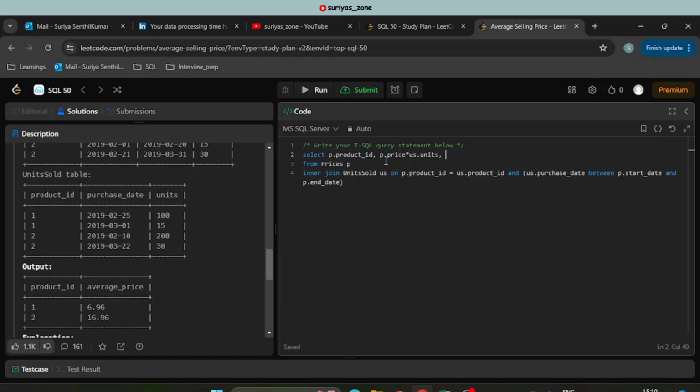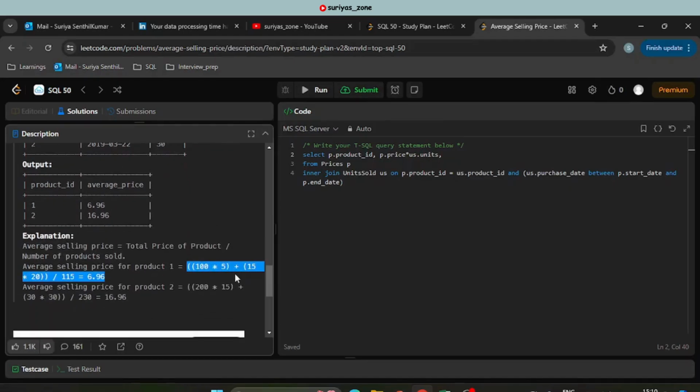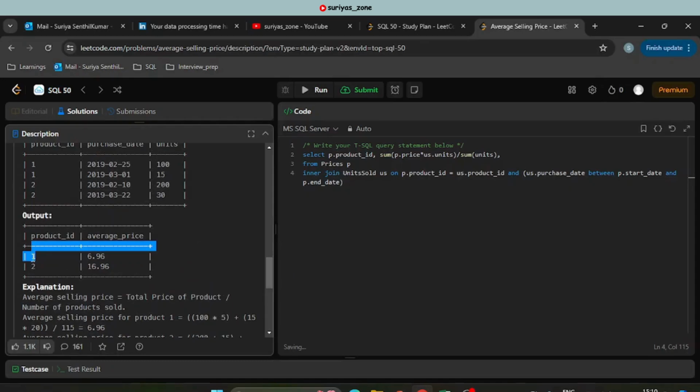And then we need to sum this, like this is a kind of 100 into 5 plus 15 into 20. So we need to sum this using a sum aggregate function. And then we need to divide that by the total number of units, right? So we need to divide the same thing by the total number of units. This should be based on each product ID, and our final output should be based on each product ID, right? So we can group it by p.product_id.